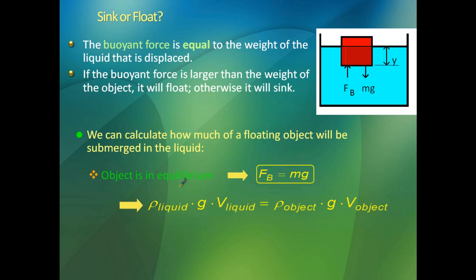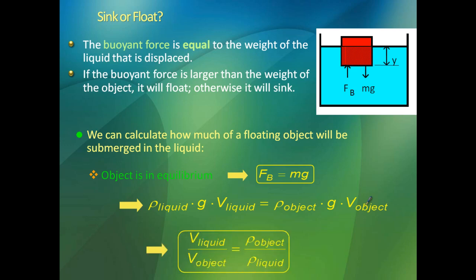And here's a formula we derived in the last podcast. The density of the liquid times gravity times the volume of the liquid displaced equals the density of the object times gravity times the volume of the object. We can rearrange this. We have g's on both sides, so they're gone. So we have the volume of the liquid divided by the volume of the object equals the density of the object divided by the density of the liquid. So it's easy to solve for one of these if we know the other three.